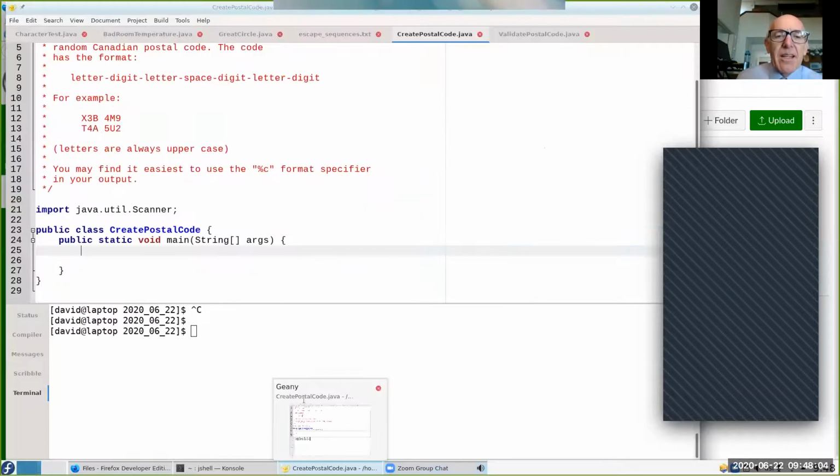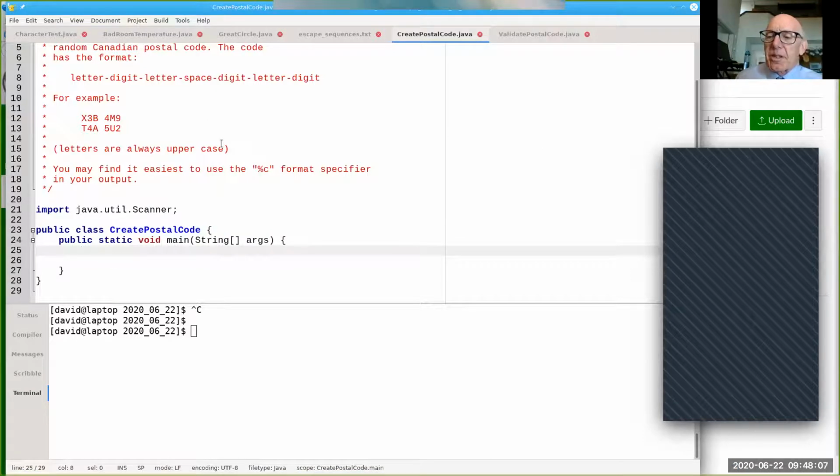Okay. Would y'all like me to show the solution for this one for creating the postal code real quick?